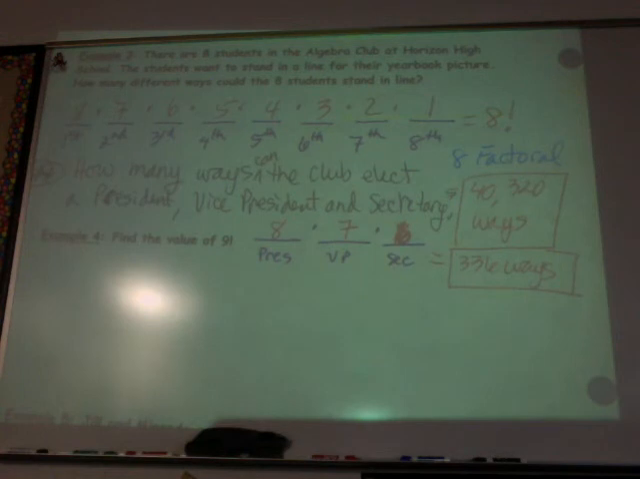Now this is no different than if we had a race. If we had 8 people in a race, how many ways can they finish first, second, and third? Wouldn't I do the very same thing? Only one person can finish first, 8. Only one person can finish second, 7. And only one person can finish third, 6.